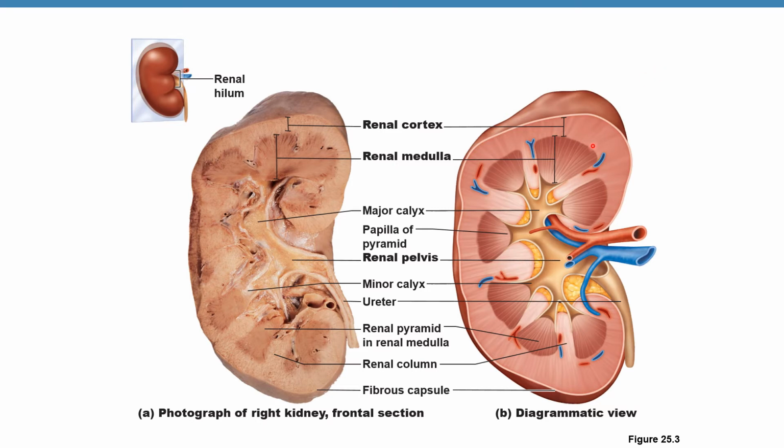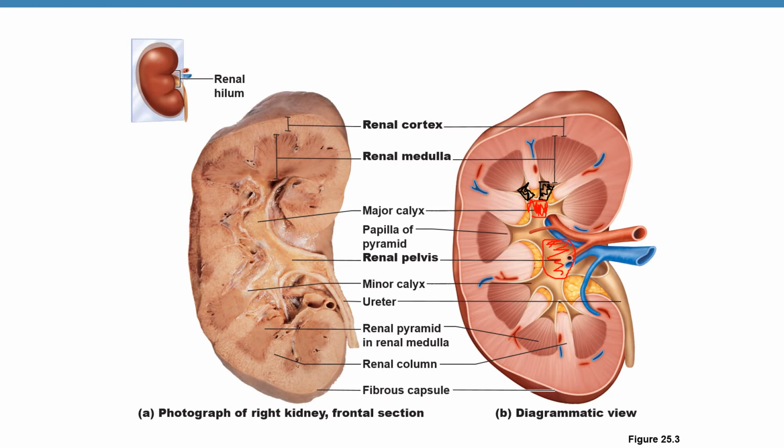If you look to the right, this area here is a pyramid, and the tip of the pyramid is the papilla, and each papilla enters into a minor calyx. So that area over here is a minor calyx. Here's another minor calyx. When they join together, here we even have three, that would be our major calyx. And then major calyces bring urine into the pelvis, so this area over here will be the pelvis.